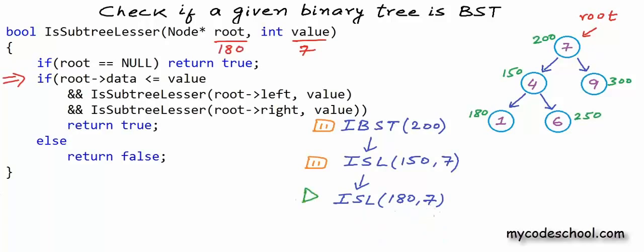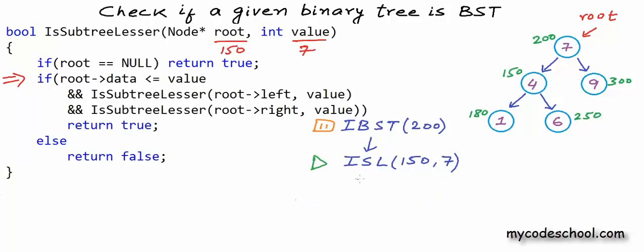Now in this previous call, when root is 180, the second condition of the if is also true. So we will make another call for the right subtree. Once again the address passed will be 0 and we will simply return true. And now for this call, isSubtreeLesser 187, all three conditions are true. So this guy can also return true. And now this call, isSubtreeLesser 157, will resume.